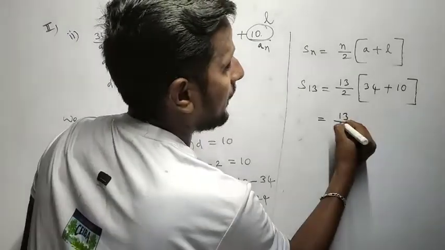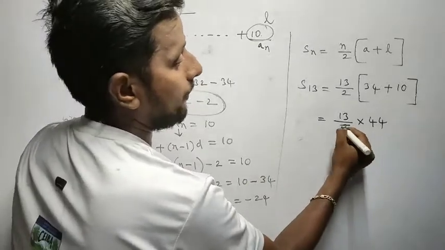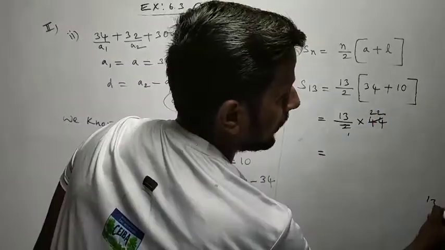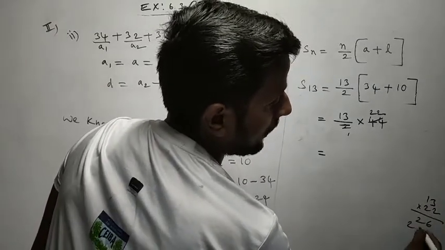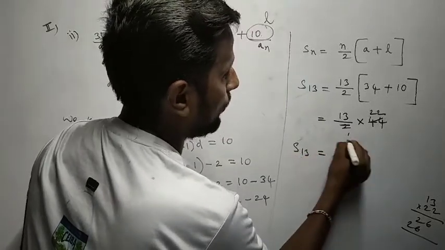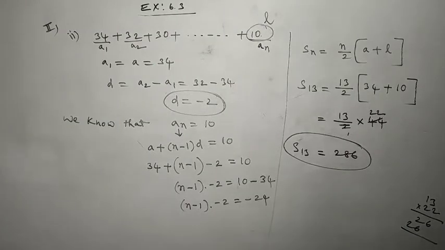Yeah, 13 by 2 into 44. We know 22 twos, am I right? 13 into 22. So simple, I can write 286. S13 value is 286. And remember, S13 is nothing but the sum of the first 13 terms. So now we found the answer for the sum of the first 13 terms.